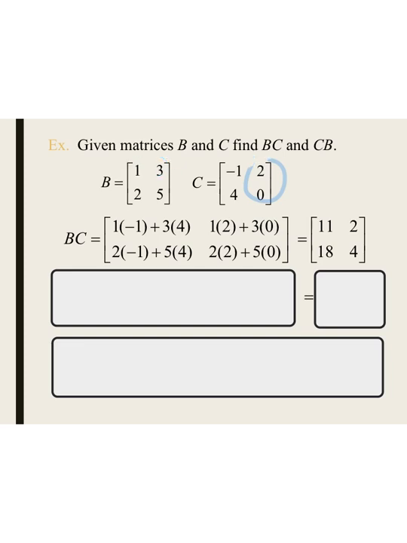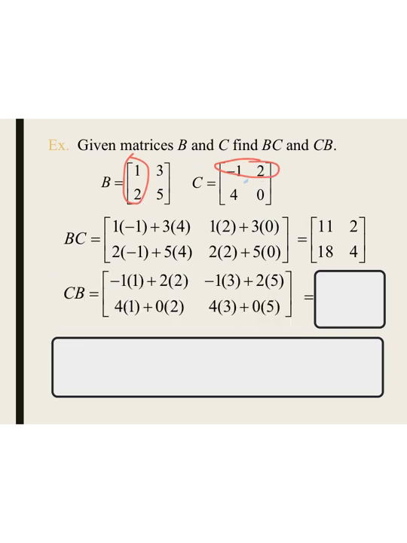So we're going to go ahead and attempt to multiply C times B. So I'm going to be taking my rows in C and multiplying by the columns in B, which means I get negative 1 times 1 plus 2 times 4. And then I'm going to go ahead and multiply by my second column. So now I have negative 1 times 3 plus 2 times 5. You can see that we have that here.